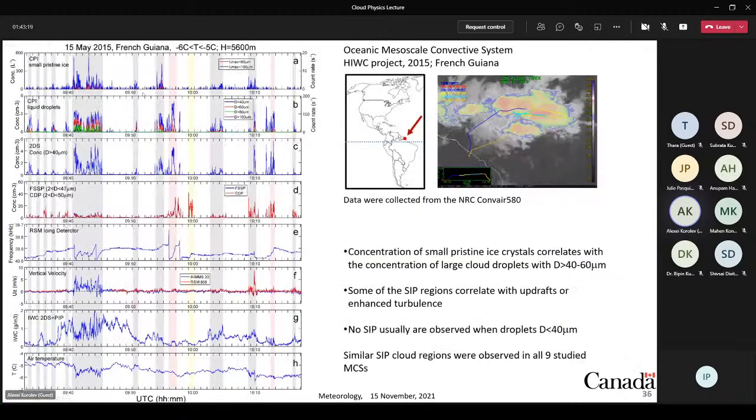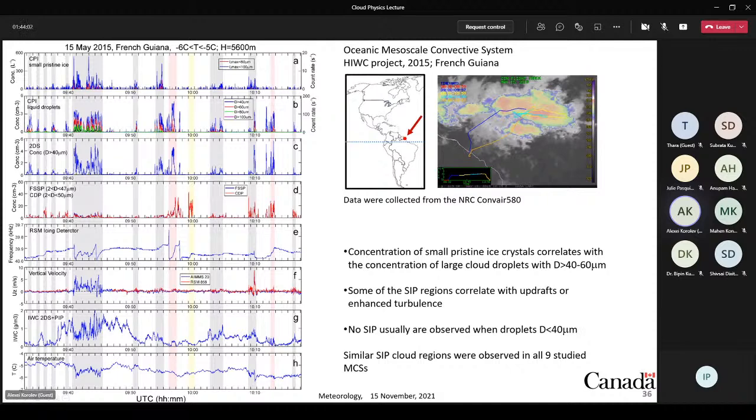So here is an example of our measurements of transit through cloud regions with secondary ice production. That's quite a busy diagram. The measurements were performed in a mesoscale convective storm in the vicinity of Cayenne in French Guiana. These grayish vertical regions indicate zones identified as regions of secondary ice production, where the concentration of secondary ice may go up to 600 per liter or close.